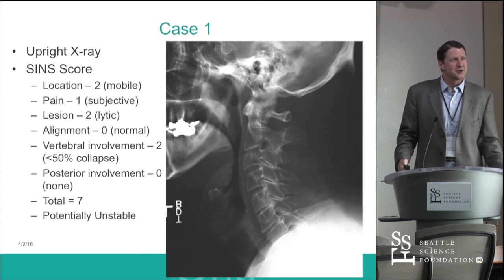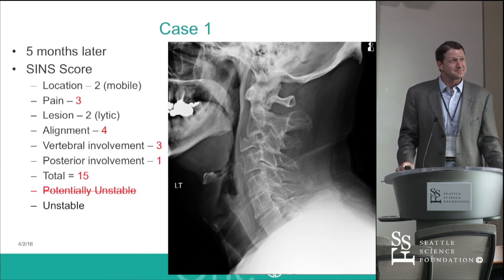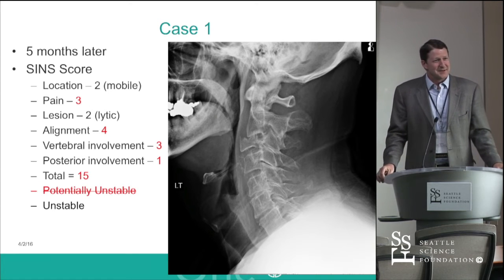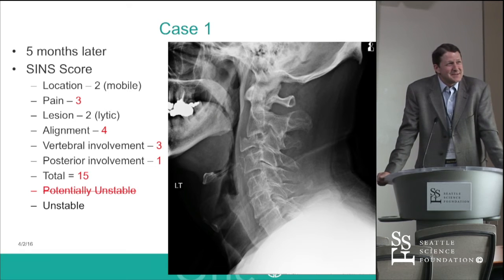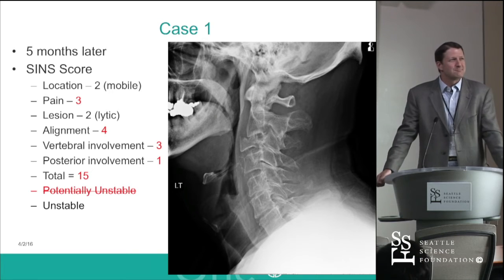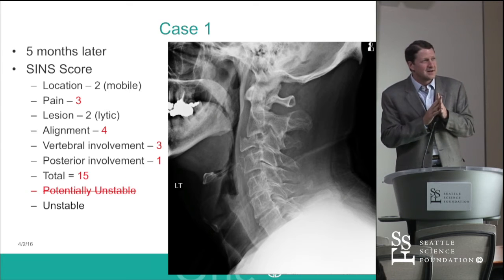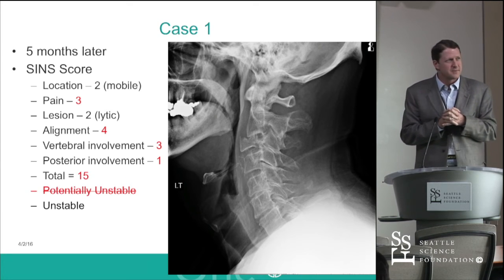And he showed up at my door at 5 months. And at 5 months, we took another x-ray. And the good news is he's still alive. The bad news is his spine has started to fall apart a bit. So we are going to revisit this score. So now we get to the pain score. We bumped him from a 1 to a 3. Alignment-wise, he has clear subluxation.